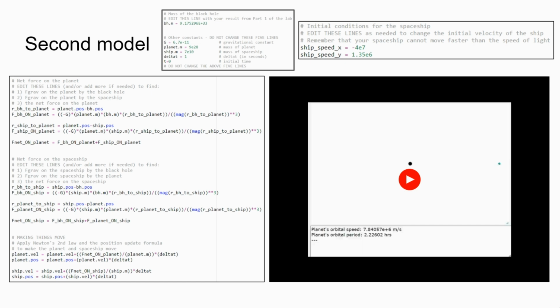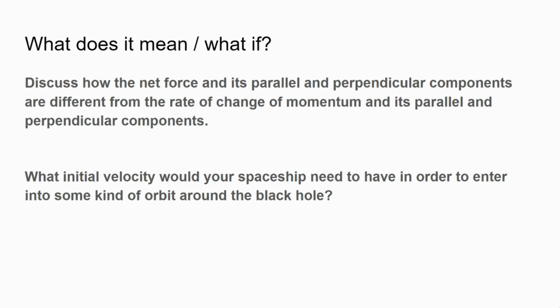With all the pieces in place for the model, all that was left was to find the initial velocity of the spaceship as it left the planet. Through guessing and checking, this velocity was found to have an x component of negative 4 times 10 to the 7th meters per second and a y component of 1.35 times 10 to the 6th meters per second. This makes sense. For the spaceship, we need to launch to the negative x direction and positive y direction to get caught in the black hole's gravity.